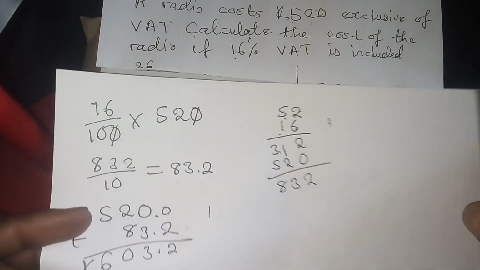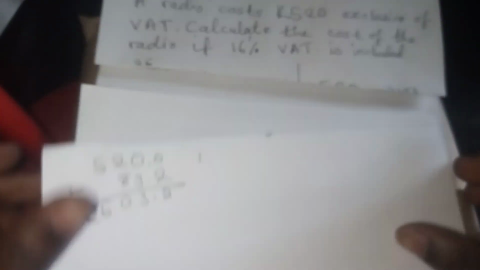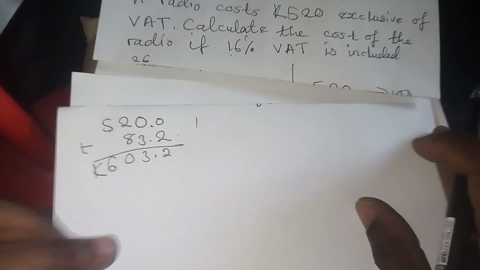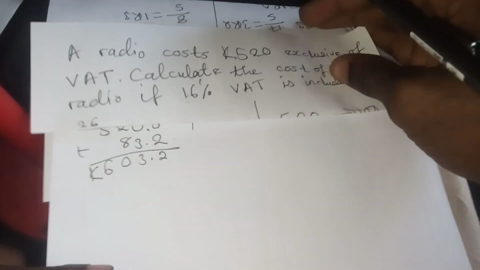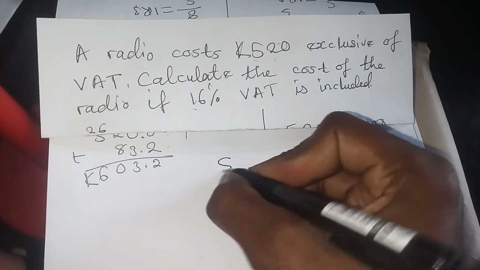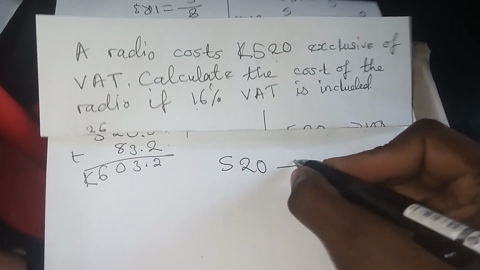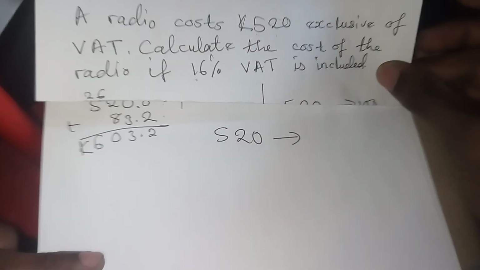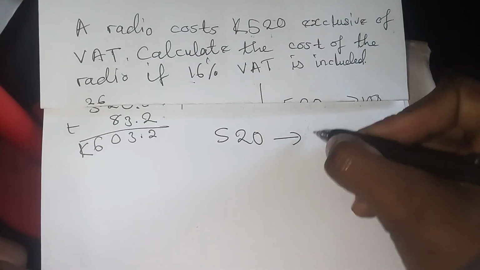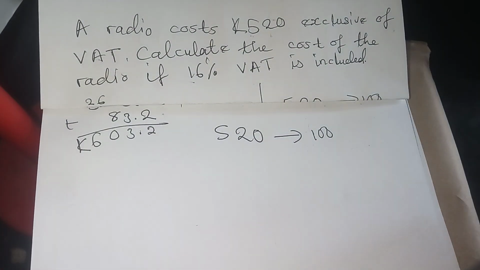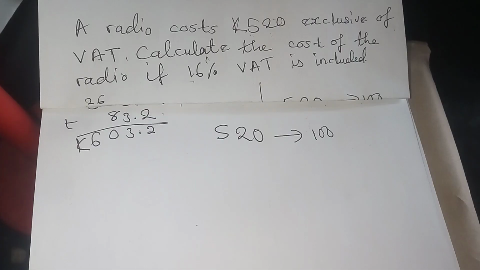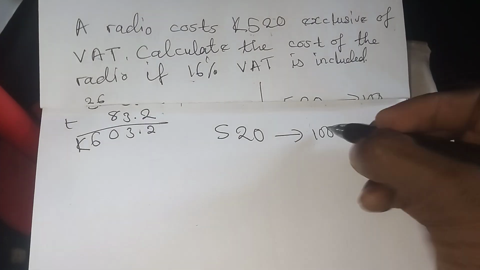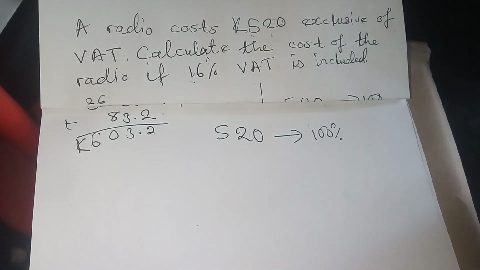And then the second method, I'm not sure which one you were taught. The second method requires you to use proportions. So 520 is the amount before anything has been added. So that means this is like 100% of the cost. Like this is like everything. So that's what we mean by 100%.